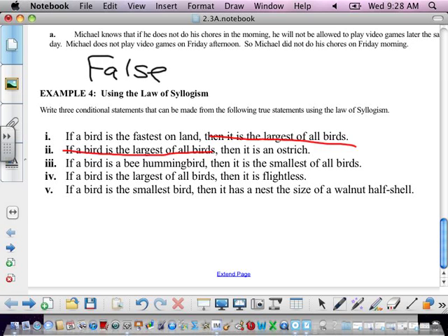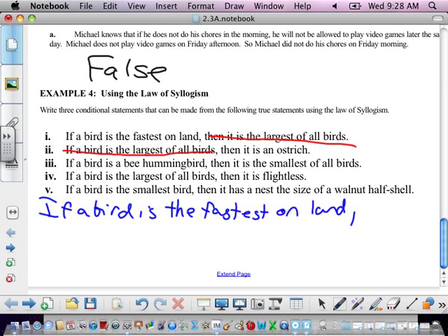We can then, because of that, create this statement. If a bird is the fastest on land, then it is an ostrich. You guys see how that worked? Okay, since the conclusion of this statement matches the hypothesis of that statement, these two must form a statement. Yep. Let's look at another one.